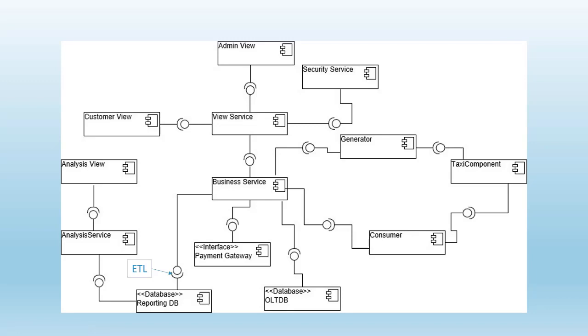There may be some type of ETL or transformation job happening to get data from the relational database to the reporting database. Analysis services will be consuming data from the reporting database and exposing it to the analysis UI for reporting purposes. The customer, both mobile and web, will come via view services and consume business services, and similarly the admin will also interact with the business services via view services. There are security services which will be consumed by the view services component to do some kind of authentication and authorization. Also note, the self-drive taxi component can consume and generate events. So there is a generator and a consumer component which will be handling the generation and consuming of events.